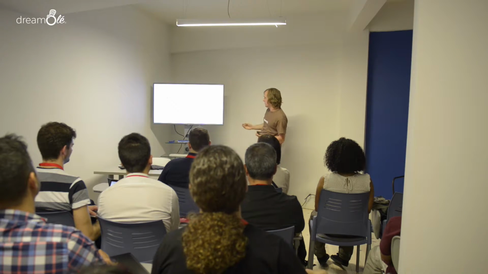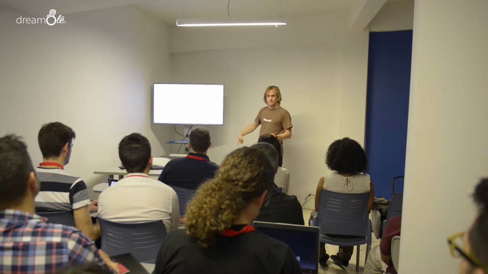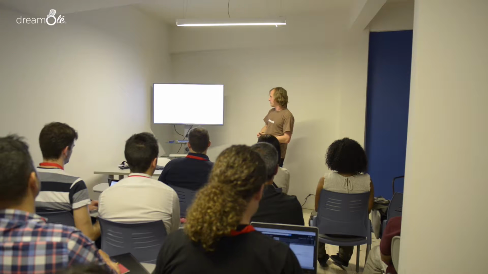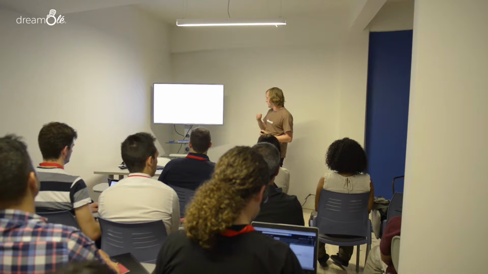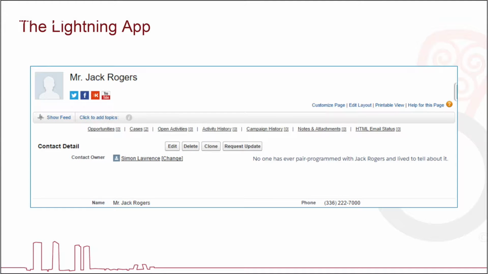So Jack Rogers can unit test entire applications with a single assert. I actually know some developers that do that, so maybe that's not so cool, but that's what we're hoping for. On your contact page, this is a Lightning component doing some cool stuff, and you can take that away and make it do even cooler stuff. I think we've got another one, because I do like putting them in. No one has ever paired programmed with Jack Rogers and lived to tell about it. I also know some developers like that, so that's probably all true.